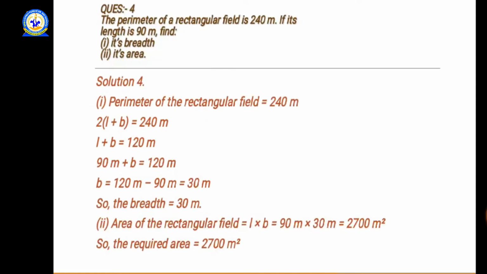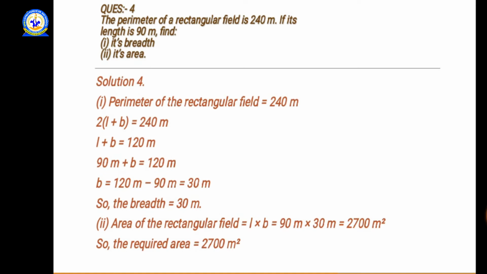Question number 4. The perimeter of a rectangular field is 240 meter. What is given in the question? Perimeter of a rectangular field is equals to 240 meter. If its length is 90 meter, again what is given? Length of the rectangle. Perimeter is given and length of the rectangle is given.